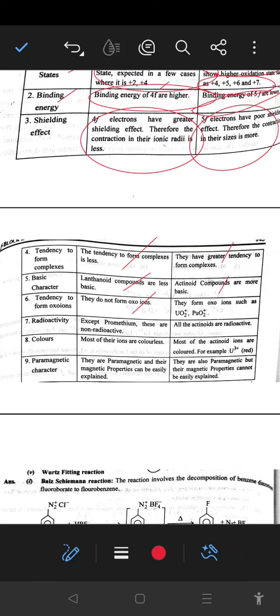Tendency to form oxo ions: lanthanides do not form oxo ions and actinides form oxo ions. Radioactivity: except promethium, lanthanides are non-radioactive, and all actinides are radioactive in nature. In the case of lanthanides, most ions are colorless, and in the case of actinides, most ions are colored. Okay. Lanthanides are paramagnetic, and their magnetic properties can be easily explained. Actinides are also paramagnetic, but their magnetic properties cannot be easily explained.